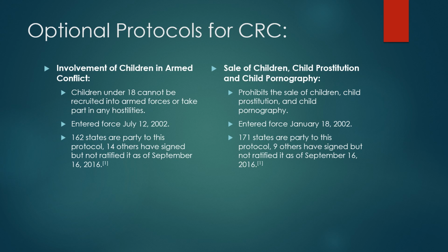The second optional protocol covers the sale of children, child prostitution, and child pornography. It prohibits the sale of children, child prostitution, and child pornography. It entered into force January 18, 2002. There are 171 states that are party to this protocol. 9 others have signed but not ratified it as of September 16, 2016. While the United States has not ratified the CRC itself, the U.S. has ratified both of these protocols.